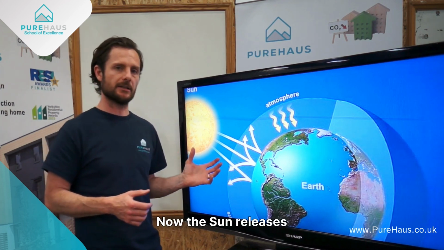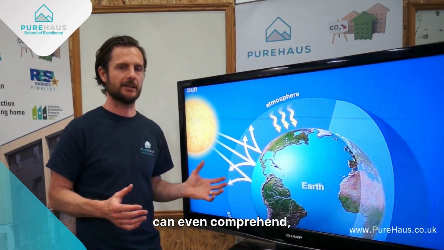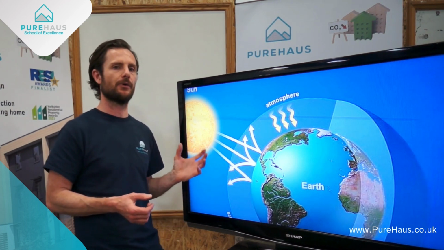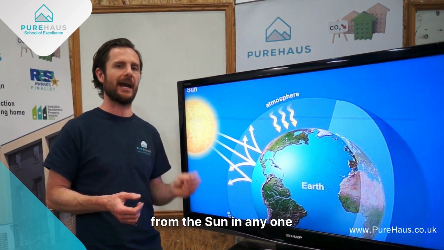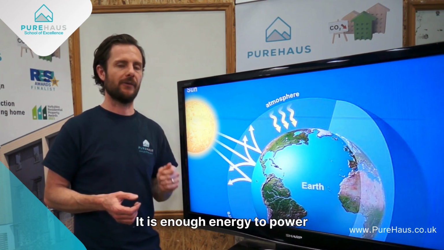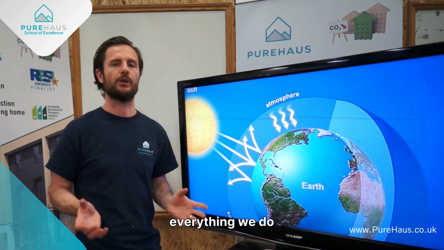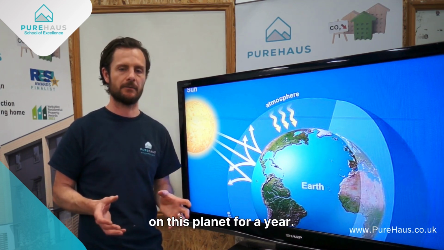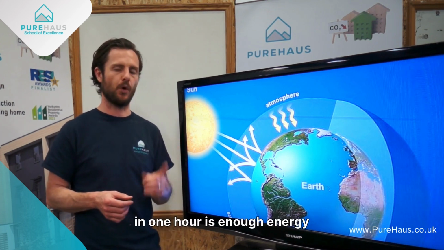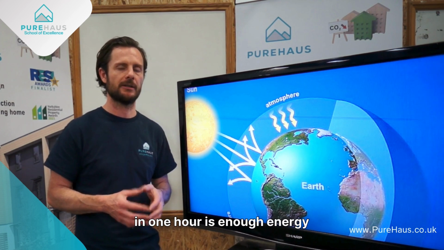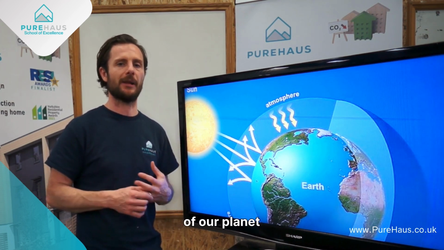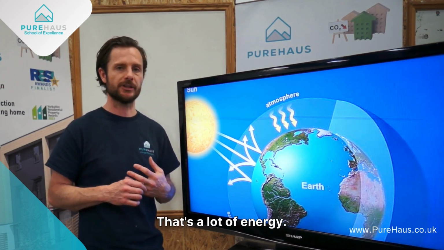Now, the sun releases more energy than we can even comprehend. And just to give you an idea of how much energy we receive from the sun in any 1 hour of any day, it is enough energy to power everything we do on this planet for a year. So the amount of energy given off by the sun that reaches our planet in 1 hour is enough for the operation of our planet for 1 whole year. That's a lot of energy.